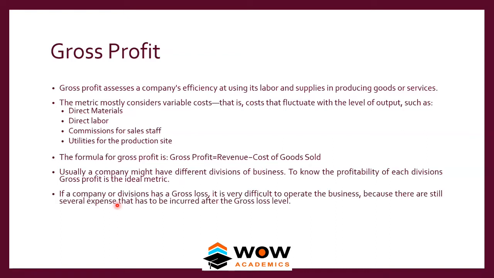If a company or a division has a gross loss, it is very difficult to operate the business because there are still several expenses that have to be incurred after the gross loss level. See, gross profit is the first profit. If a company couldn't make that itself, then there are still several expenses, for example operating expenses and non-operating expenses. So if there is a gross loss, it is impossible; the company will make only more losses in the statement of profit and loss.